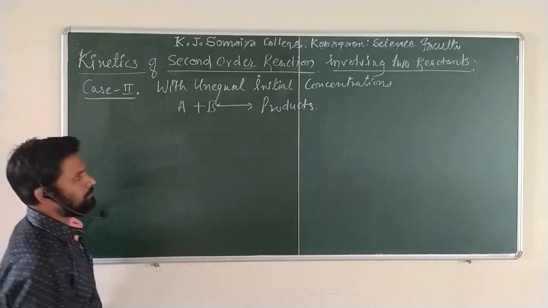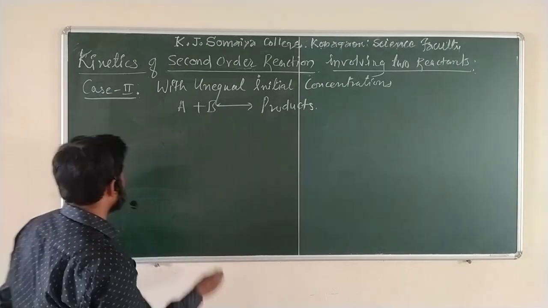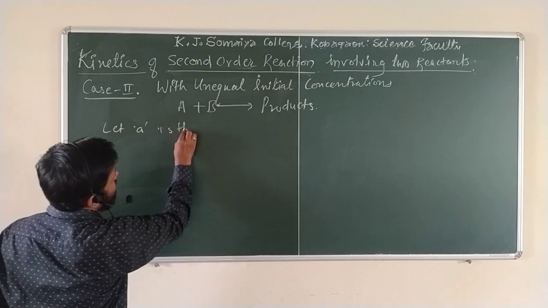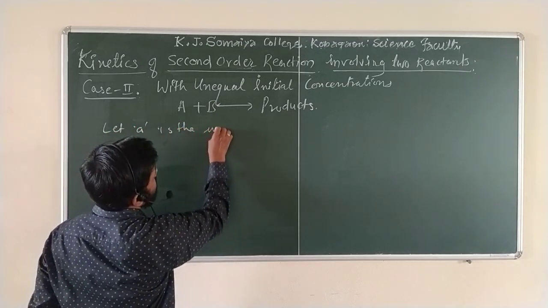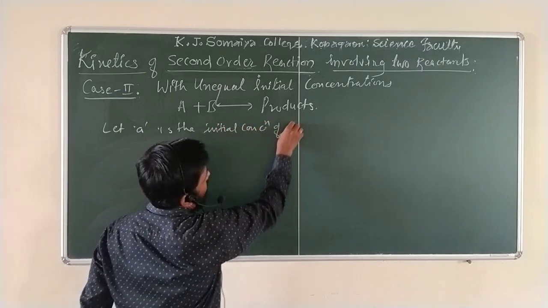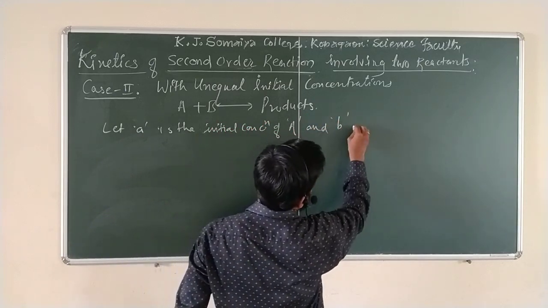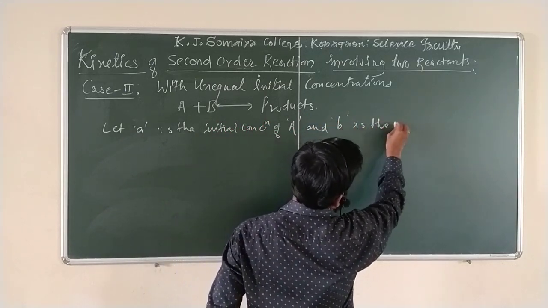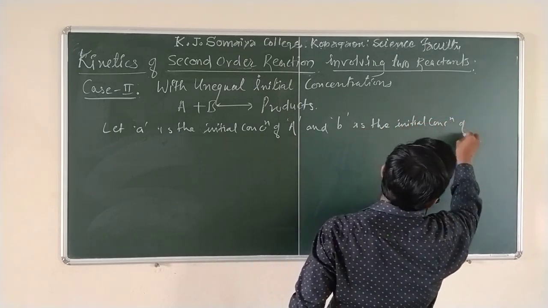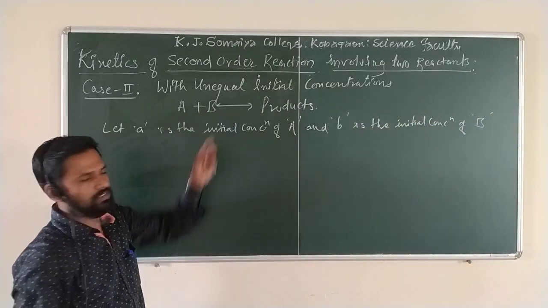Before that we have to consider that A has a different concentration and B has a different concentration. Let small a be the initial concentration of reactant A, and small b be the initial concentration of reactant B.